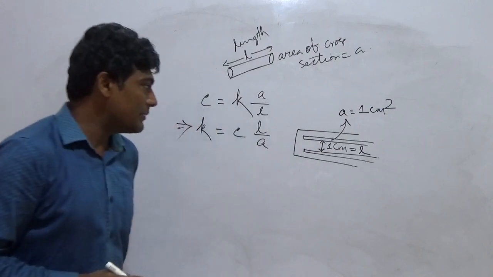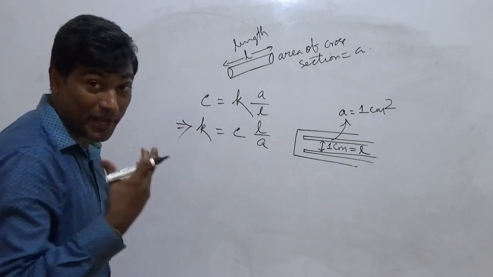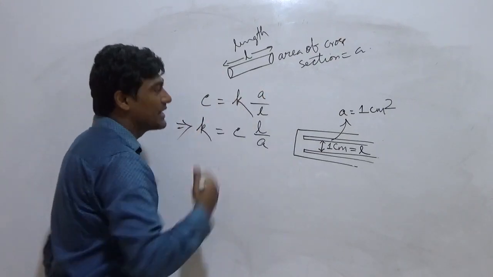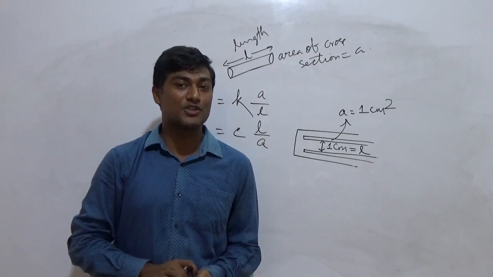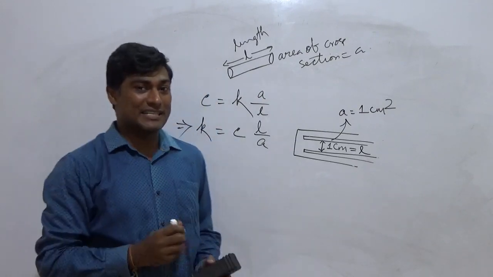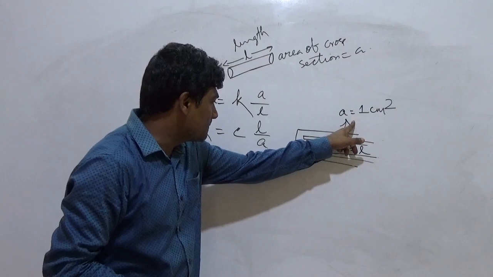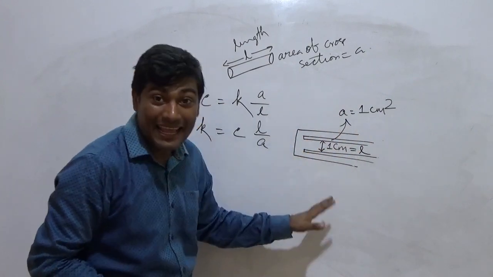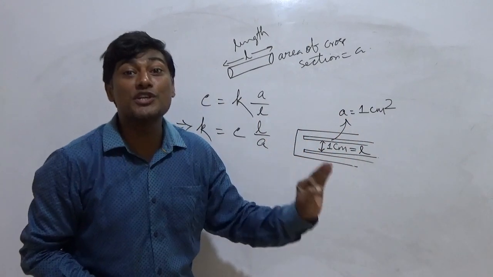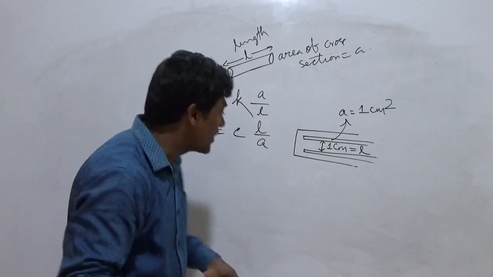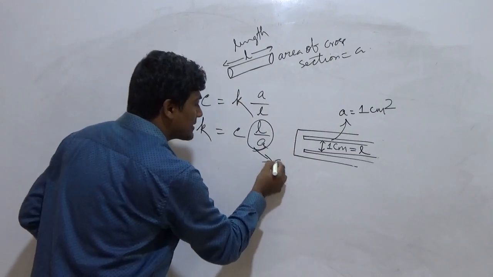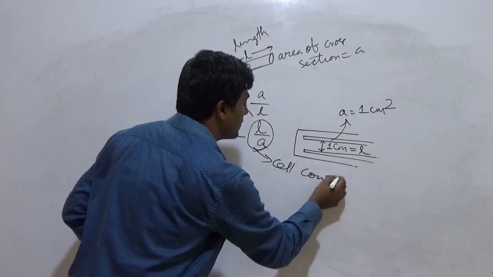Length is 1 centimeter, the separation between the two electrodes, and the area of cross section is 1 centimeter square. So in every conductivity cell, since this is fixed, that means L by A is always fixed, its value is constant. This is called the cell constant.